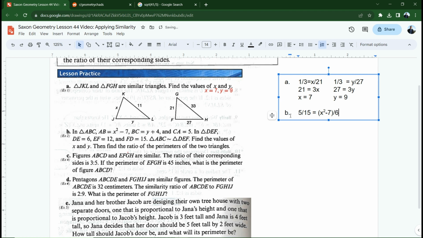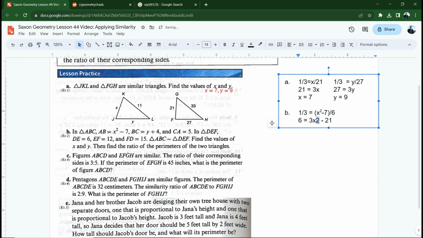Okay, now, first thing I'm going to do is simplify this fraction. We're not dealing with 5 over 15. We're going to deal with 1 over 3, because 5 over 15 is just 1/3. And then I'm going to cross multiply. 1 times 6 is just 6. And then 3 times x squared minus 7. Ooh, I'm going to have to distribute this 3. It's going to be 3x squared minus 21.